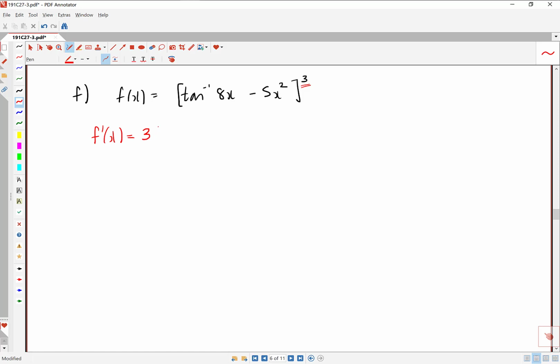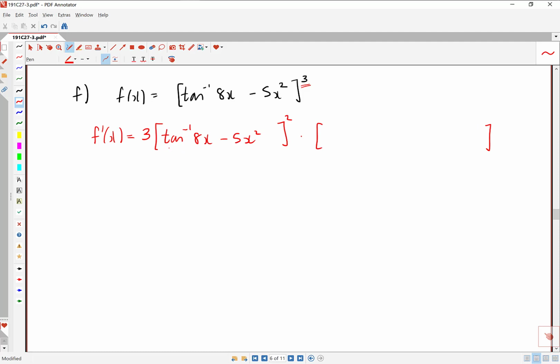We're going to bring that power of 3 down. Power is going to decrease. We'll keep our inside function the same, so we're going to recopy the arctan 8x minus 5x squared. And then outside, we need to multiply by the derivative of the inside function.